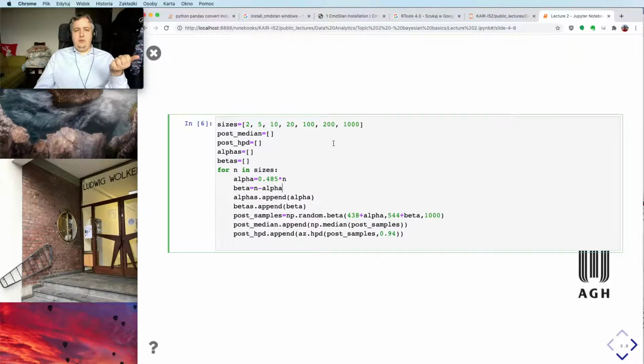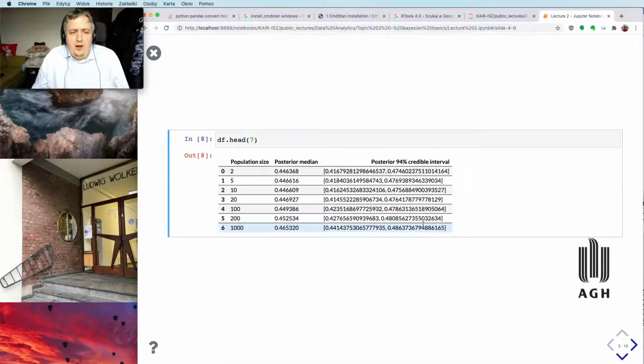So again, we will try it with 2, 5, 10, 20, 100, 200, and 1000 previous births, for which we will compute the same situation again. We will compute the highest probability intervals and medians for such situations. So we will just be changing priors. We'll be changing those priors using the analytical formula for the posterior just by changing the population size. So we compute alpha and beta in a proper way. Okay, so without further ado, we can compute this, which will be relatively simple.